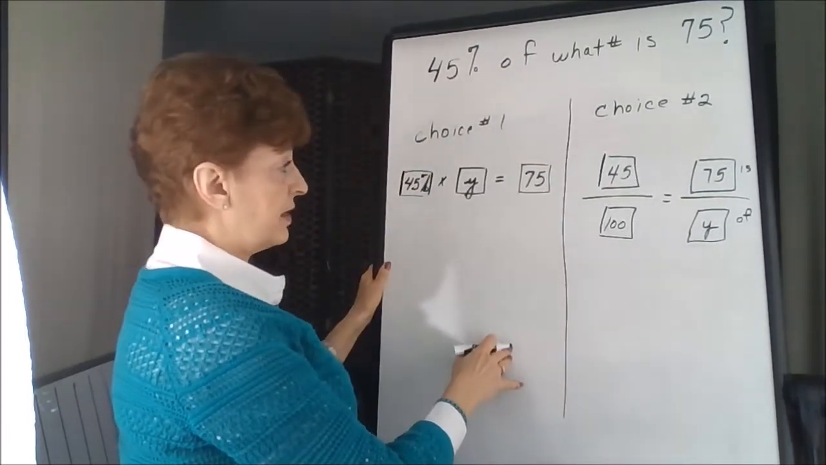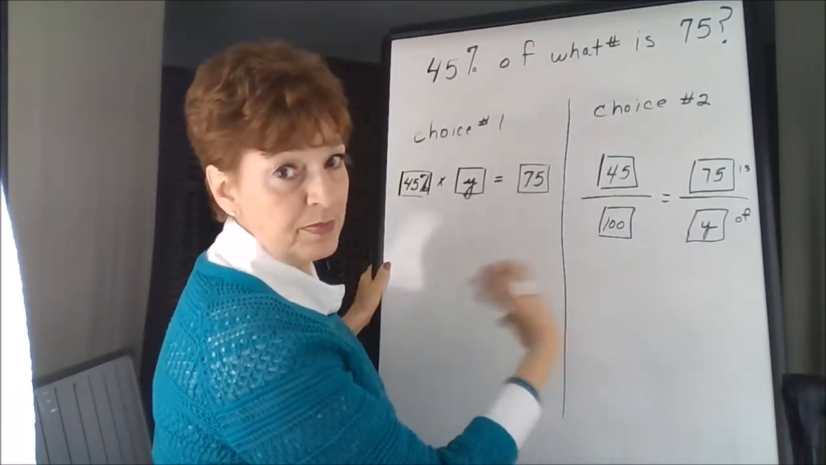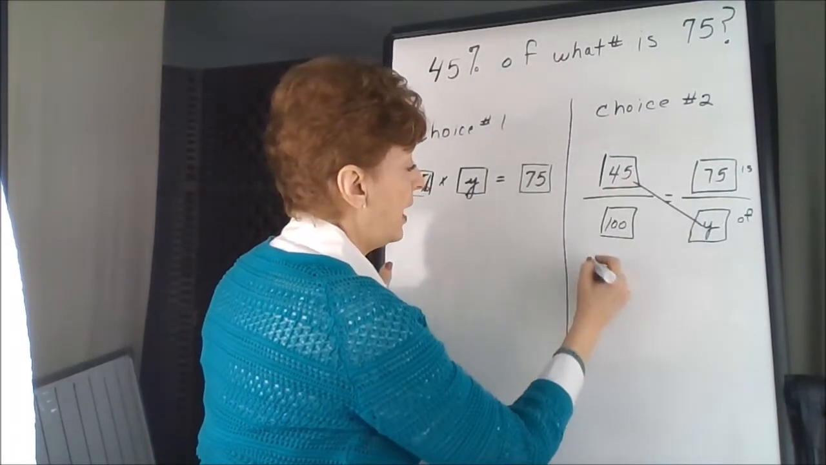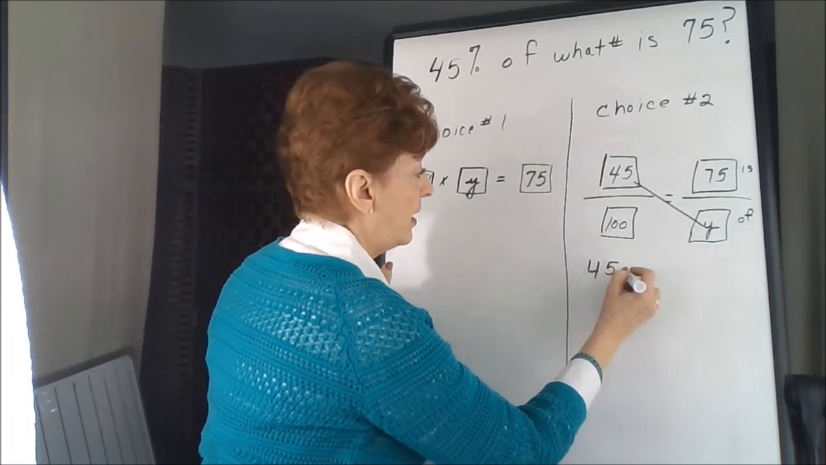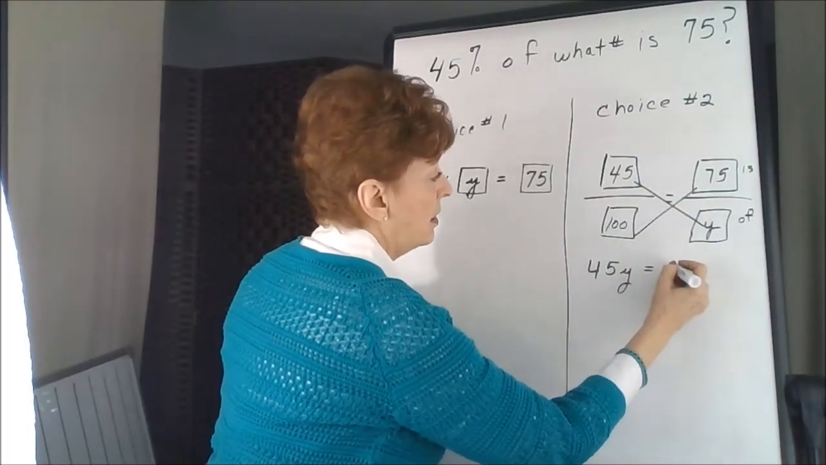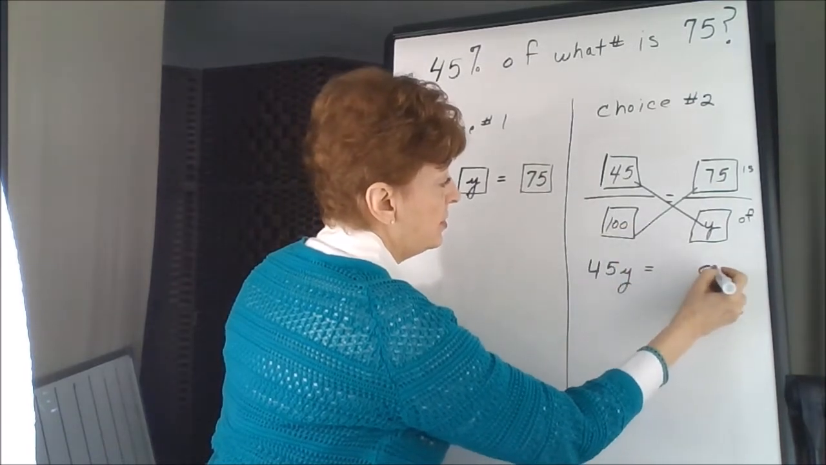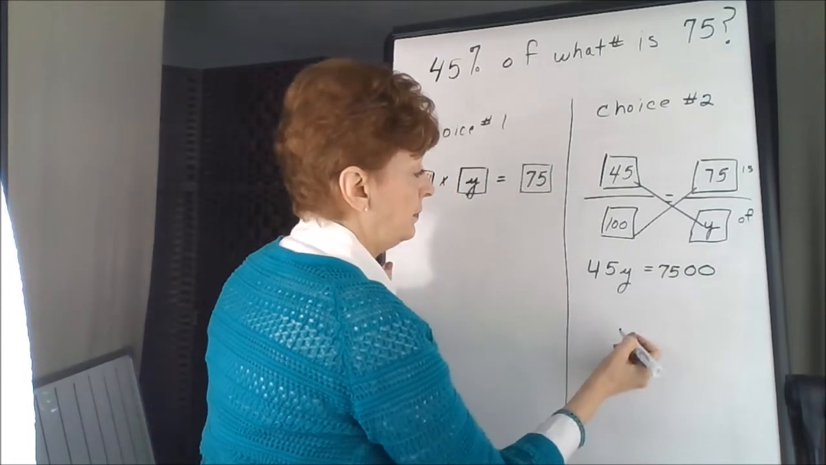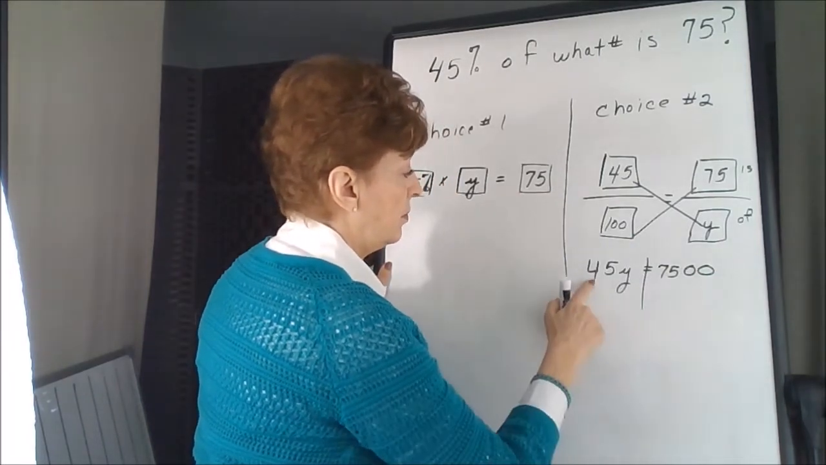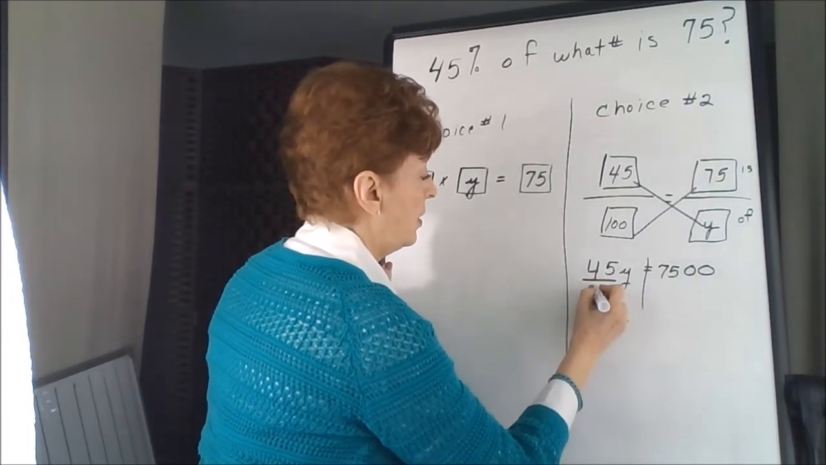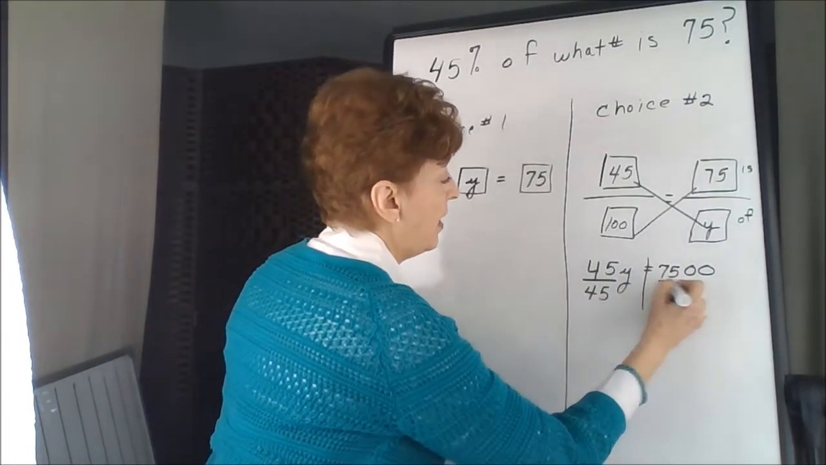We'll call that y. The working of this, I'll do it the backwards first. I will do choice 2. Cross multiply: 45y equals, we have 100, so it's 2 zeros, and 75. Numbers are on both sides of the equal sign. We are going to divide off the 45.